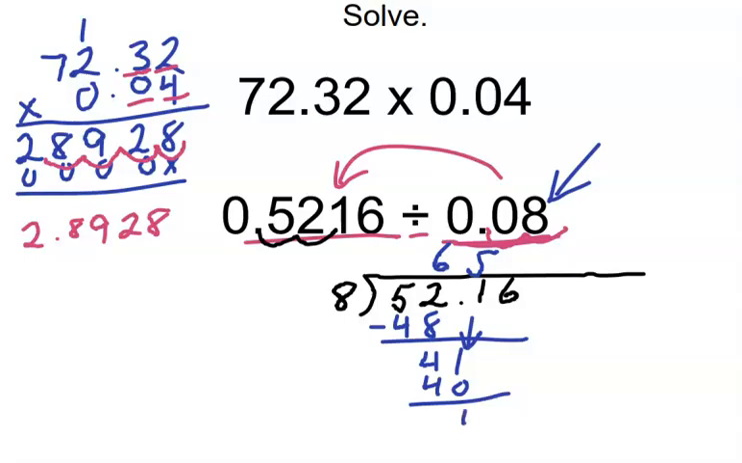1 minus 0 is 1. Bring down the 6. Does 8 go into 16? Yep, 8 goes into 16 twice. 8 times 2 is 16, which means our remainder is 0. So we just bring the decimal up. The answer to this one is 6.52.